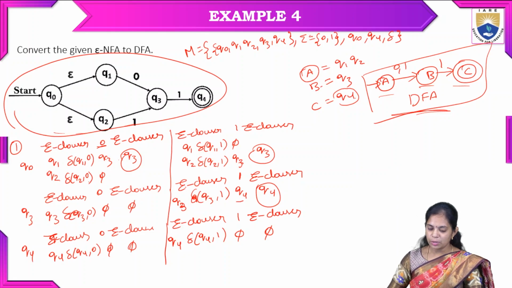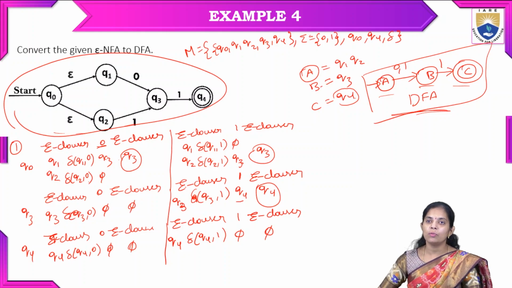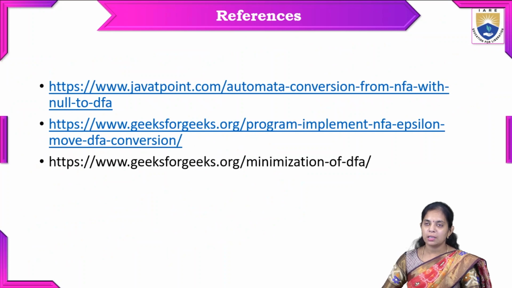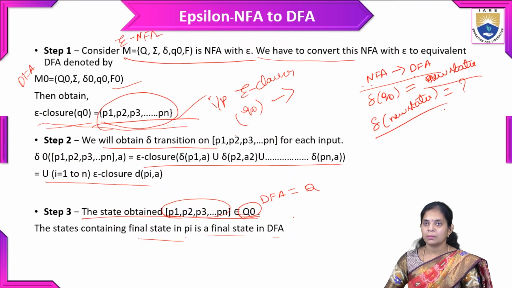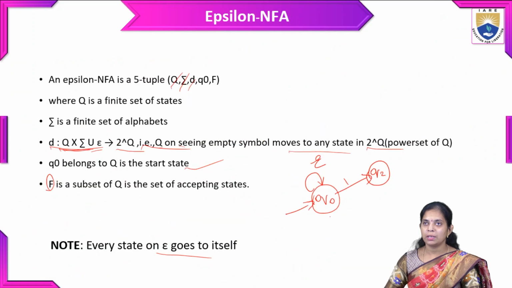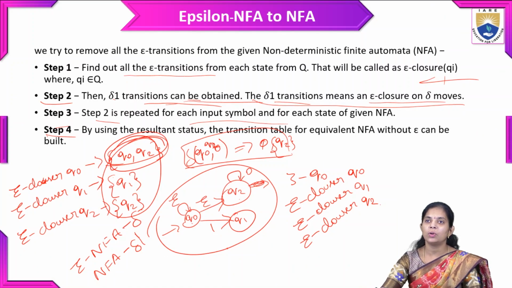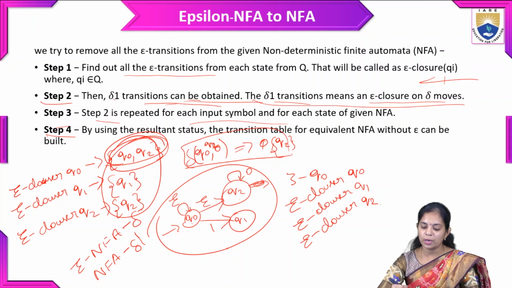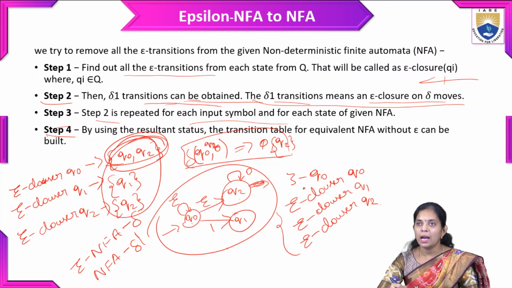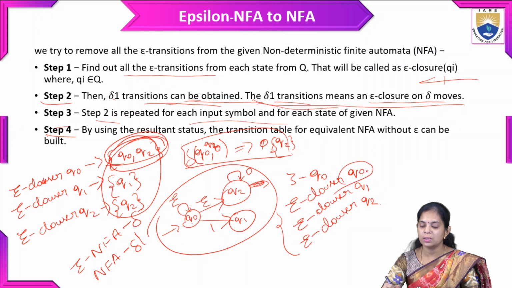So these are the examples we discussed about the conversion of epsilon NFA to DFA, and these are the references. And these are the steps. Let me explain one more time. First, epsilon NFA to NFA. The first step is to find the epsilon closure for every state, and then find the transitions for every epsilon closure result we got. Based on the resultant values we find the transition table, and then convert it to a transition diagram.